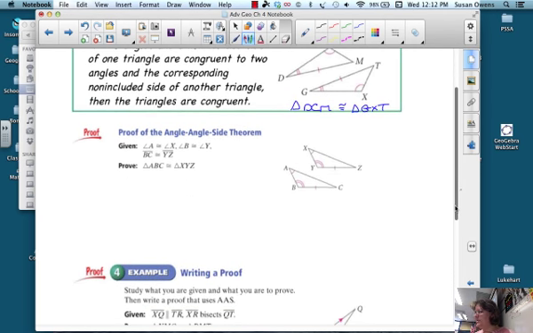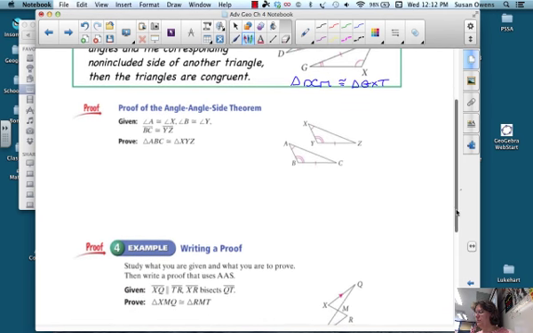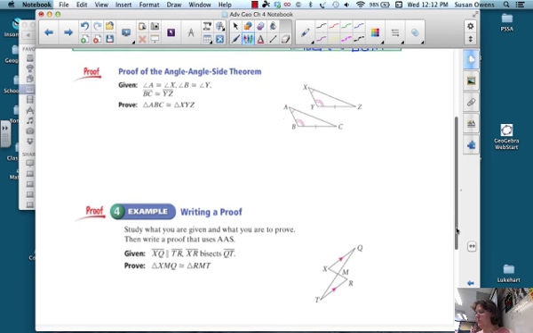This is a very quick proof. For the proof of angle, angle, side, once you use one of the theorems that I gave you, you can quickly use another postulate to prove this one. So this will be a pretty quick proof. Take a look at it and we will prove it in class.